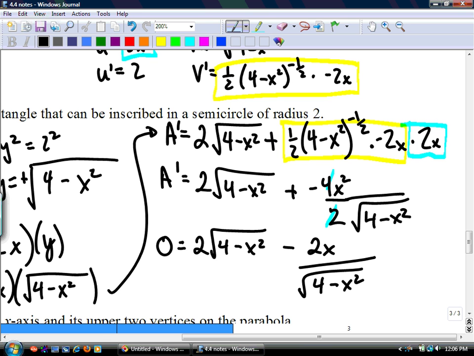Anybody like fraction? How are you going to clear the denominators? Multiply by the root of 4 minus x squared. Beautiful things happen when you do this. It's almost like a big conspiracy theory has happened.